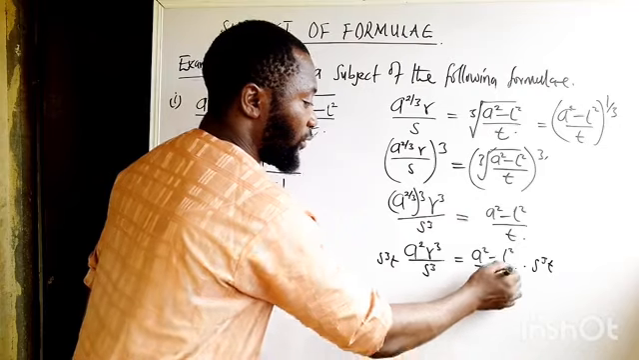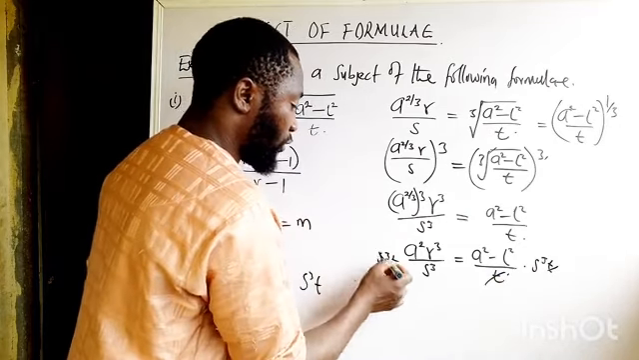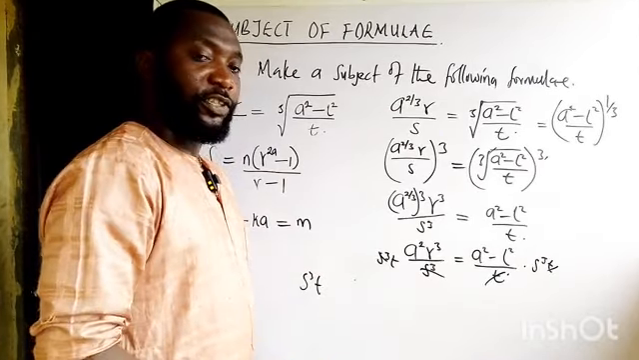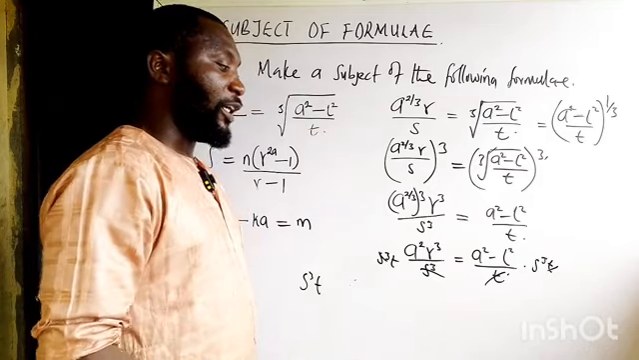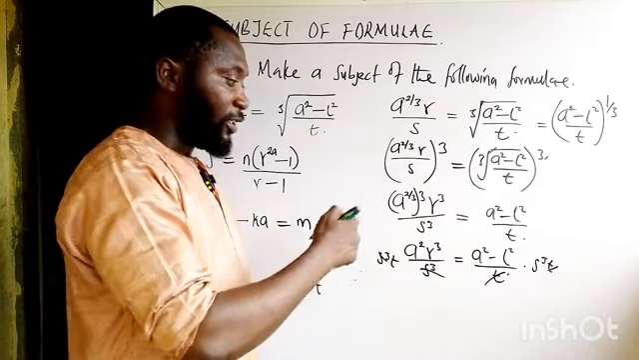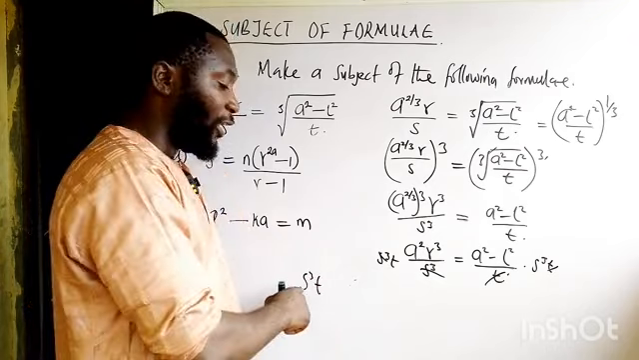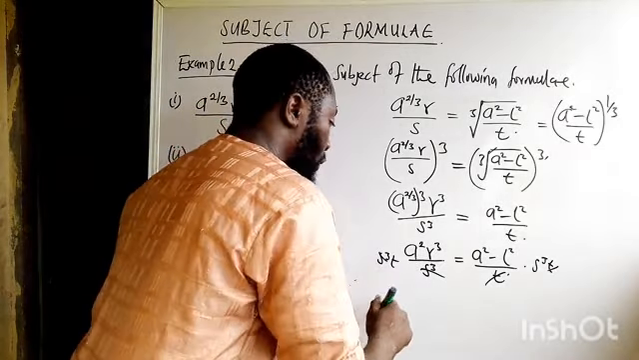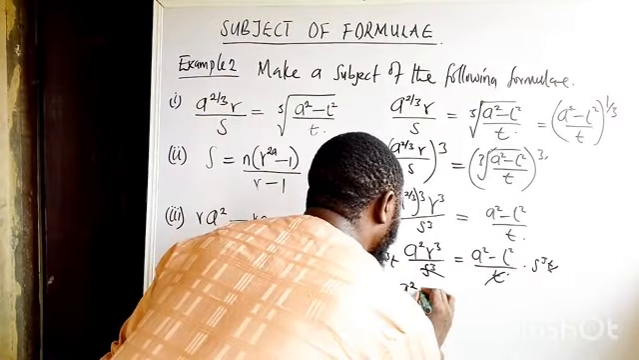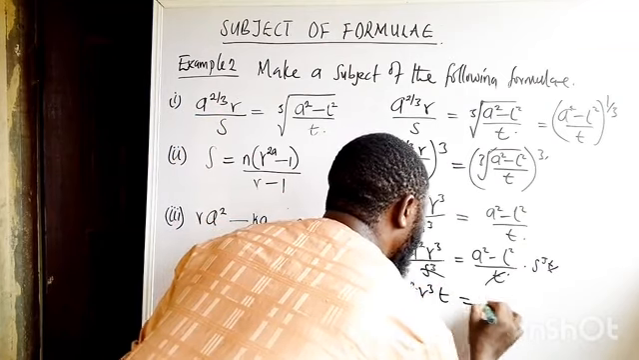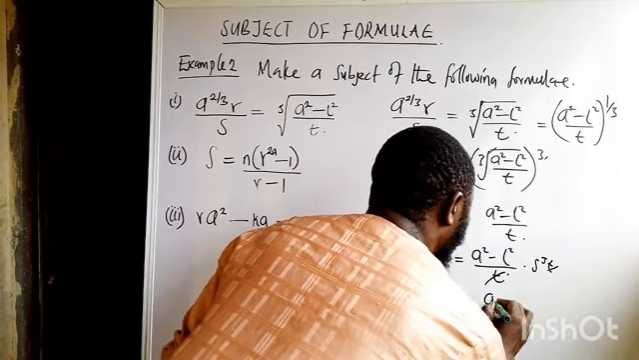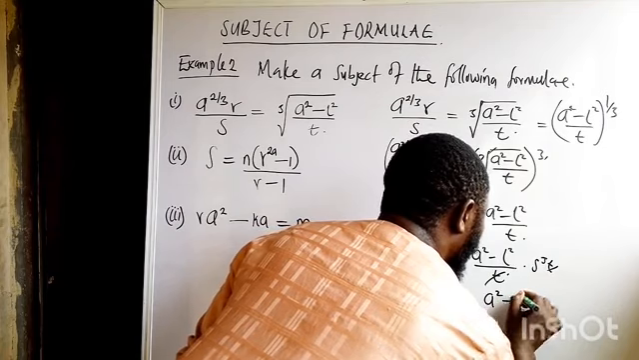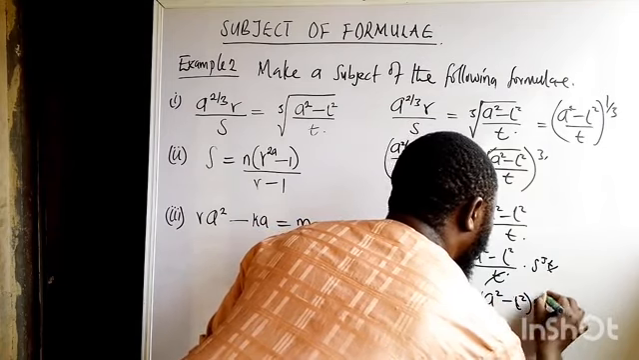this t is gone. This is also gone. What is left now? It's just like you cross multiply. So that's why some people will say you cross multiply. But ordinarily, we are multiplying each side by the LCM. Now we have a to the power of 2 r to the power of 3 t equals a to the power of 2 minus l square, then s to the power of 3.